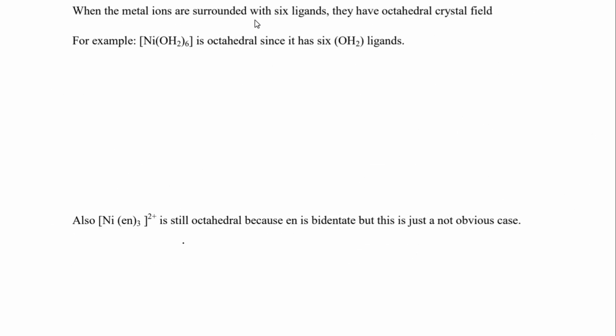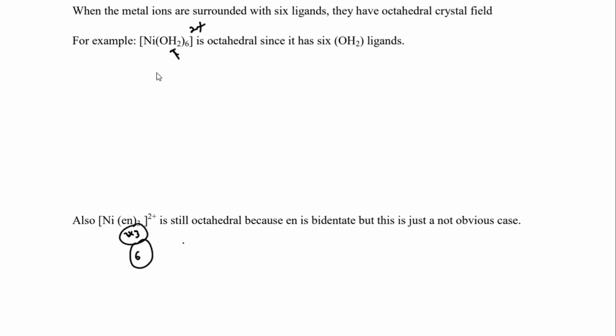So when the metal ions are surrounded by 6 ligands, they have an octahedral crystal field. So here is an example. So let's put this Fe2 plus, that's 2 plus. So the ligand H2O is 6. So it's an octahedral crystal field, right? So also this one has an octahedral crystal field, even though it's en. So en is bidentate. So it's 2 times 3 is 6. So the ligand has a coordination number of 6. So everything here is an octahedral crystal field.